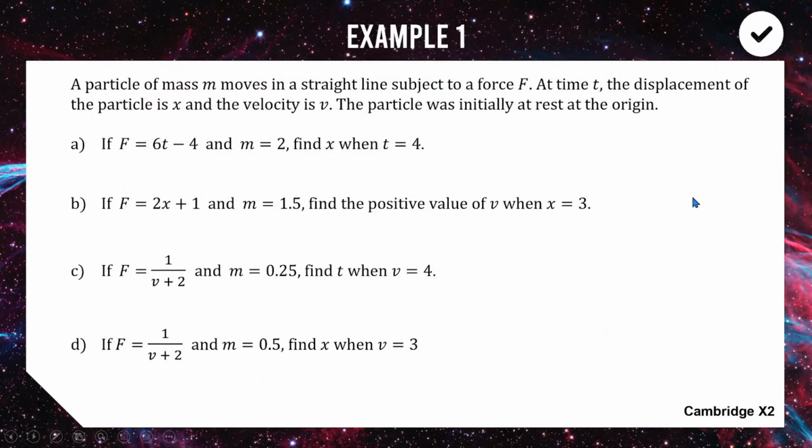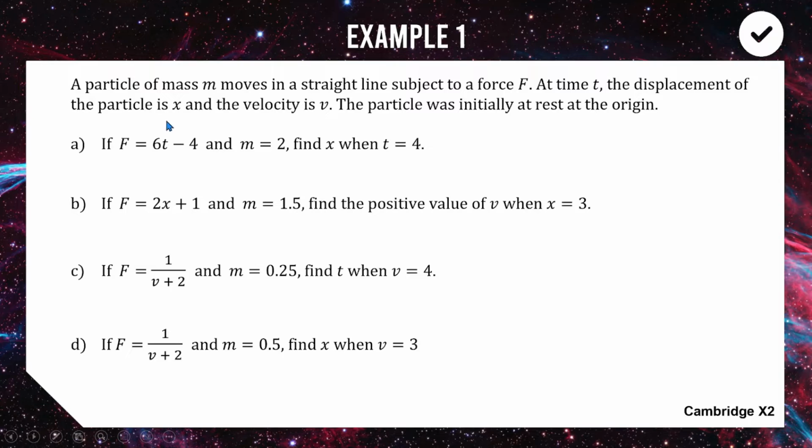Okay, some examples of just creating force equations and picking the right variables and picking the right expression for acceleration, which ties into our last video. We've got a particle, mass m, on a straight line subject to a force F given by these equations. t is time, x is displacement, v is velocity, and so on. Initially at rest at the origin. There are conditions which we're going to use to find constants later on when we do some calculus.